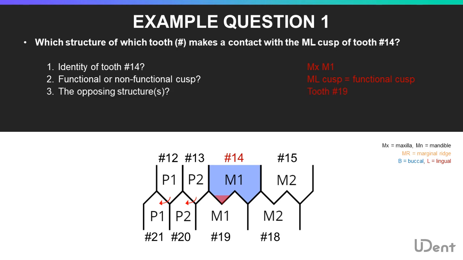3. What are the opposing structures of tooth number 14? The opposing structure is only tooth number 19 in this case. With all of this information, we can conclude that the ML cusp of tooth number 14 makes contacts with the central fossa of tooth number 19.